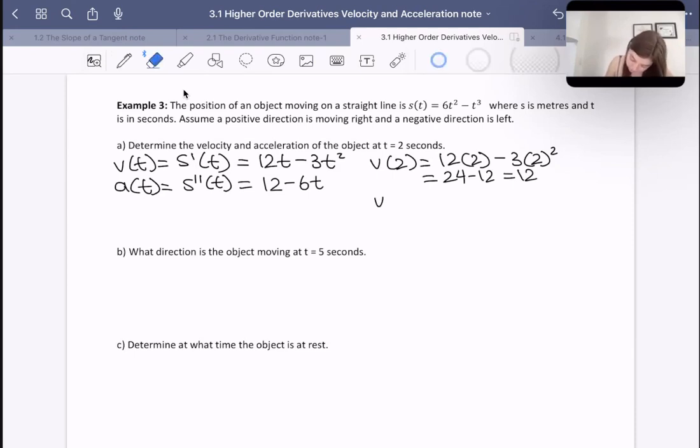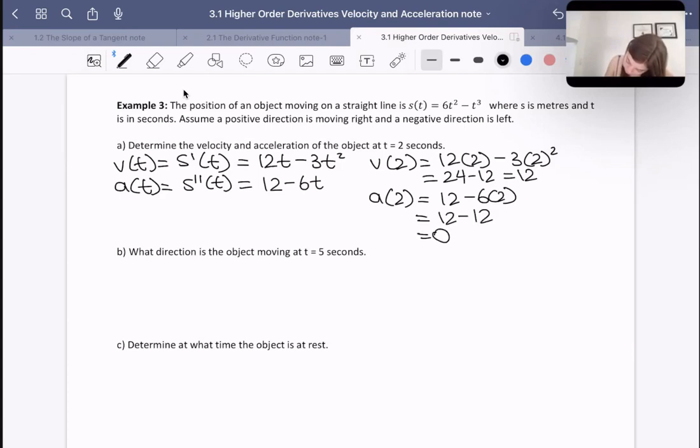Acceleration at 2 is equal to 12 minus 6 times 2, which is equal to 12 minus 12, which is 0. So therefore, there was no acceleration at t equals 2. It was going at a constant rate. And the velocity at t equals 2 would be 12 meters per second.